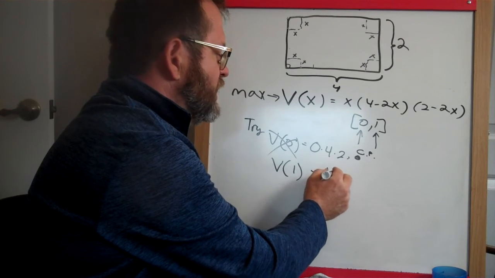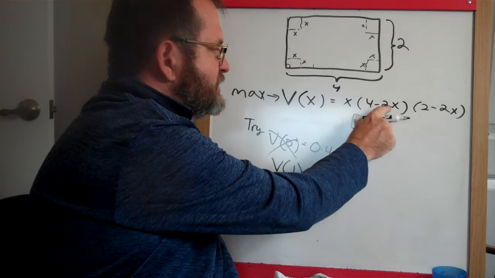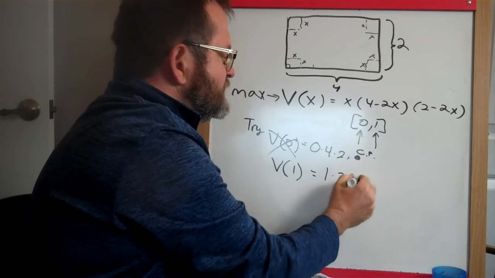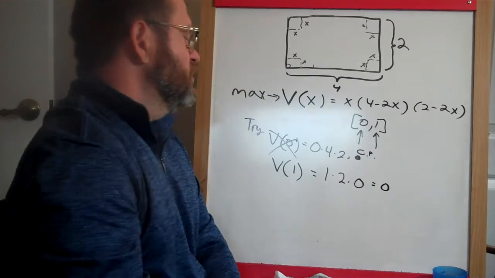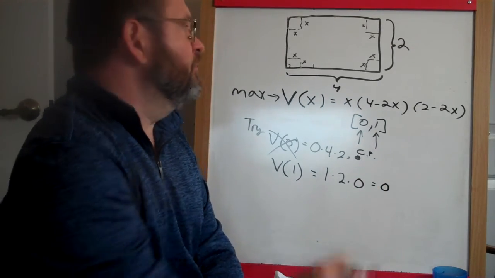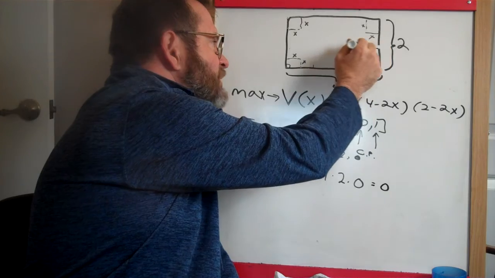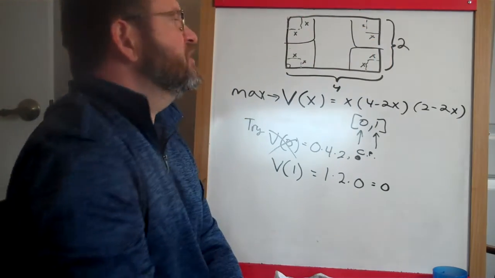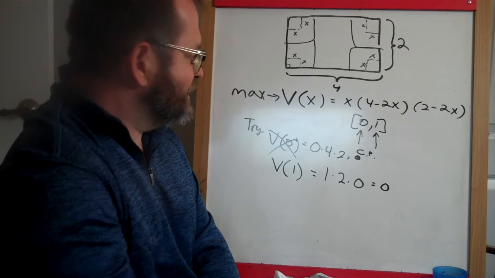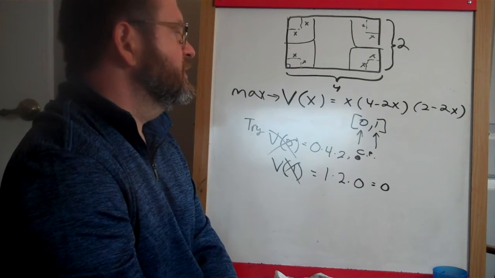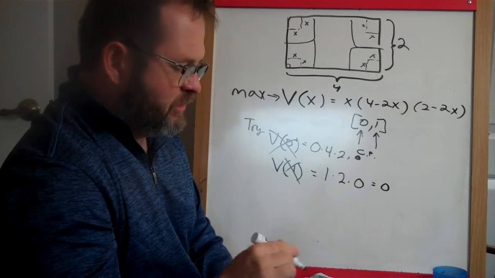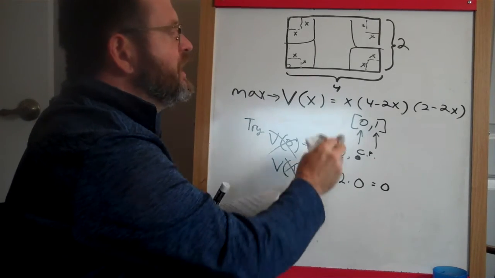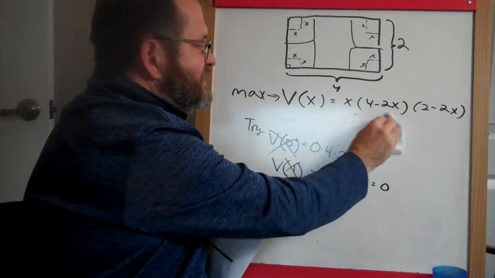That would be 1 times 4 minus 2, which is 2, and 2 minus 2 is 0. Oh, it's 0. Once again, if we cut a whole meter off this side, you can see what would happen, right? Our box wouldn't have any sides anymore. So this is also probably out. It looks like we're going to need to find a critical point of this function so that we can check there and see if that's the maximum.